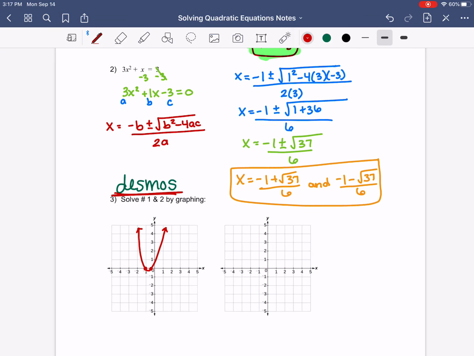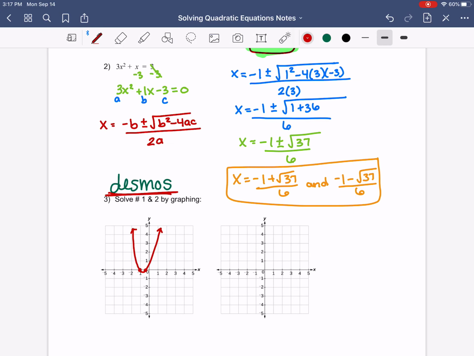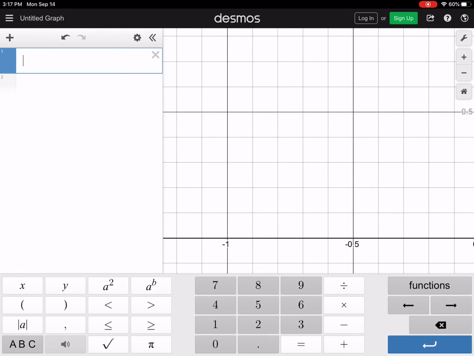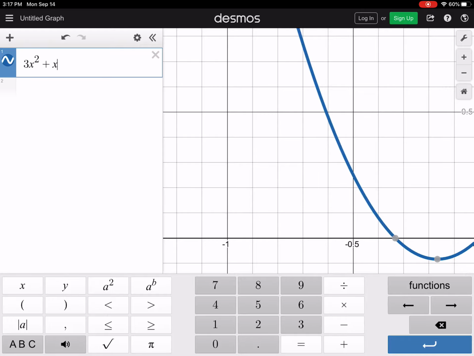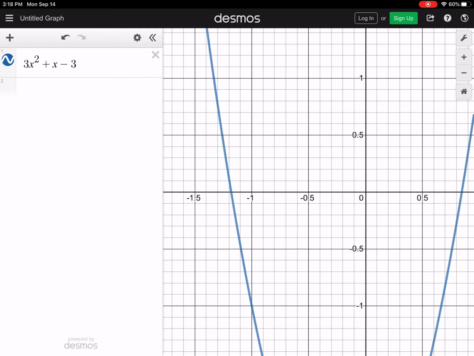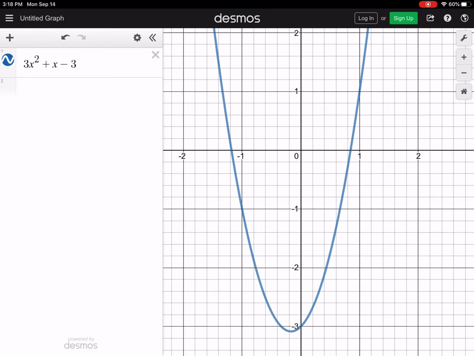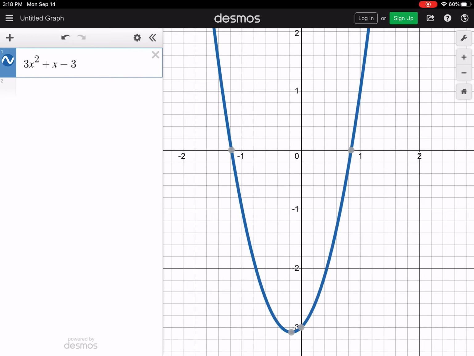So let's do the second one. Number 2 was 3x squared plus x equals 3. So we want to use the one where it's already equal to 0, 3x squared plus x minus 3, and that's what we're going to type into our Desmos app. So this one was 3x squared plus x minus 3. I'm going to have to zoom out a little bit more, and we can see our answers are where it crosses the x-axis, at 0.847 and -1.18.